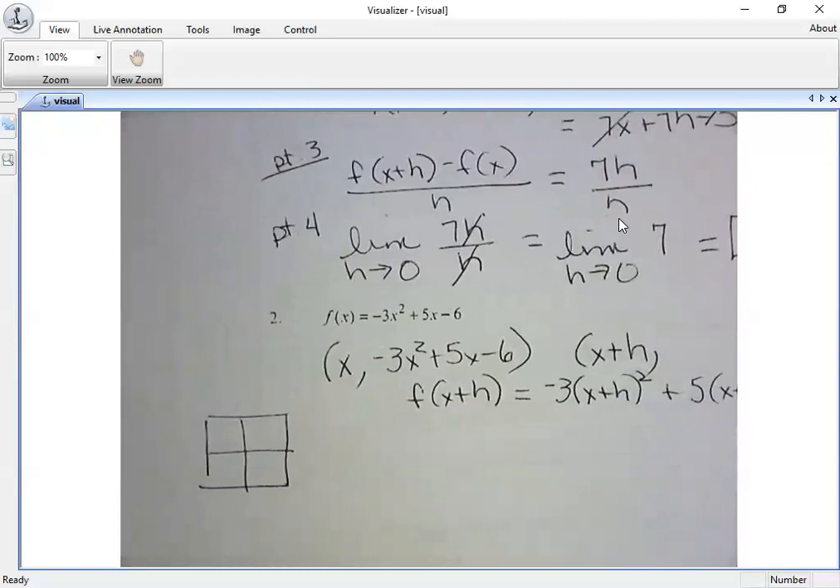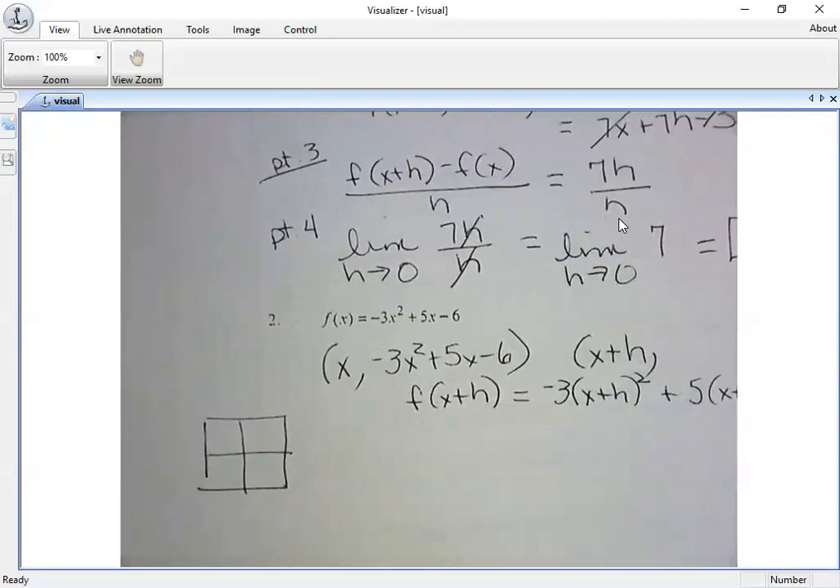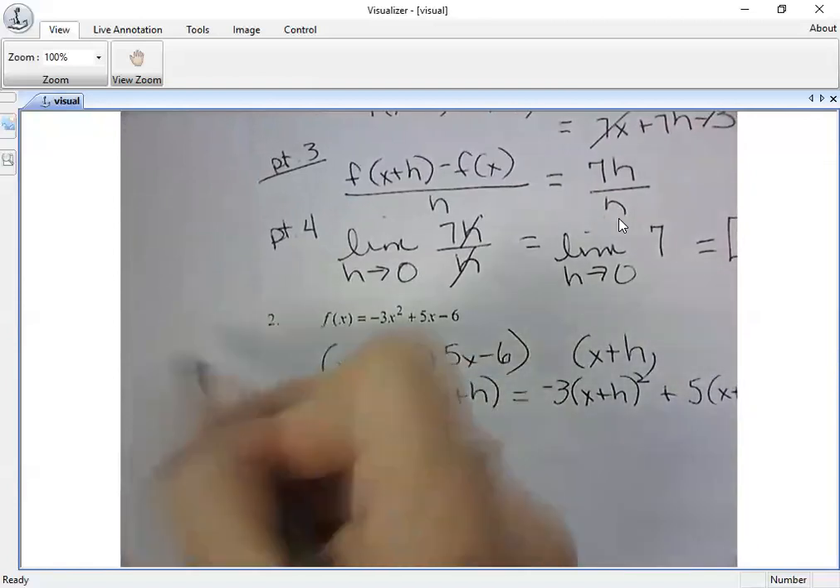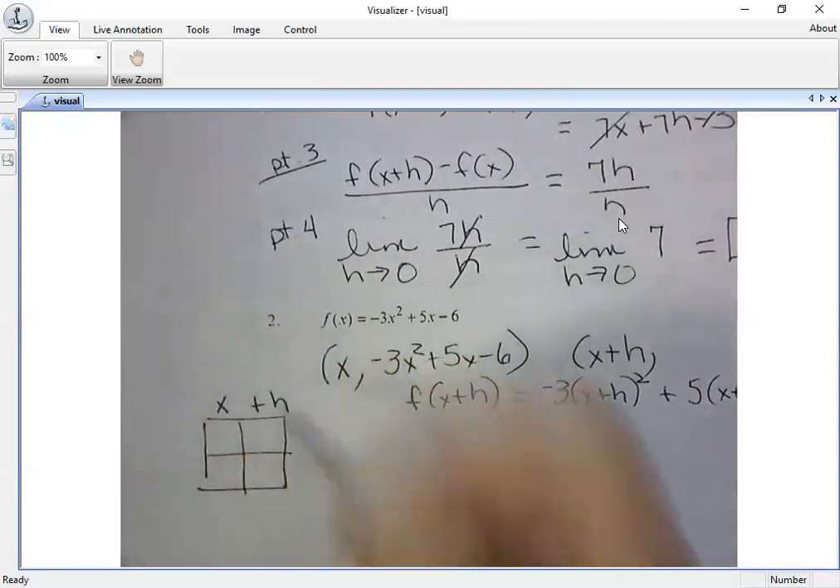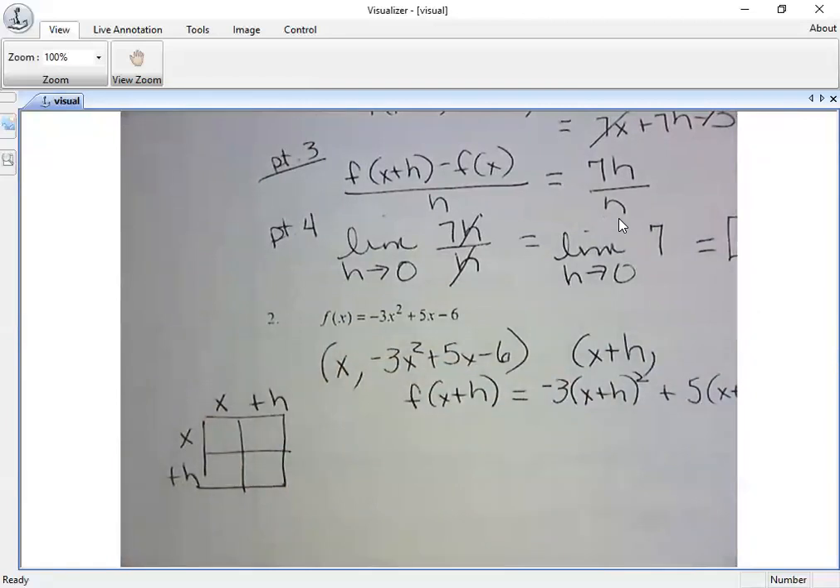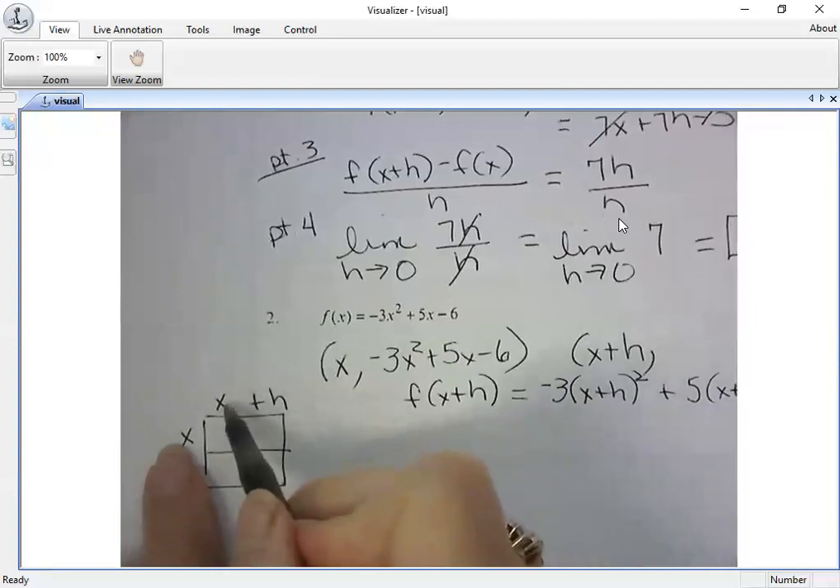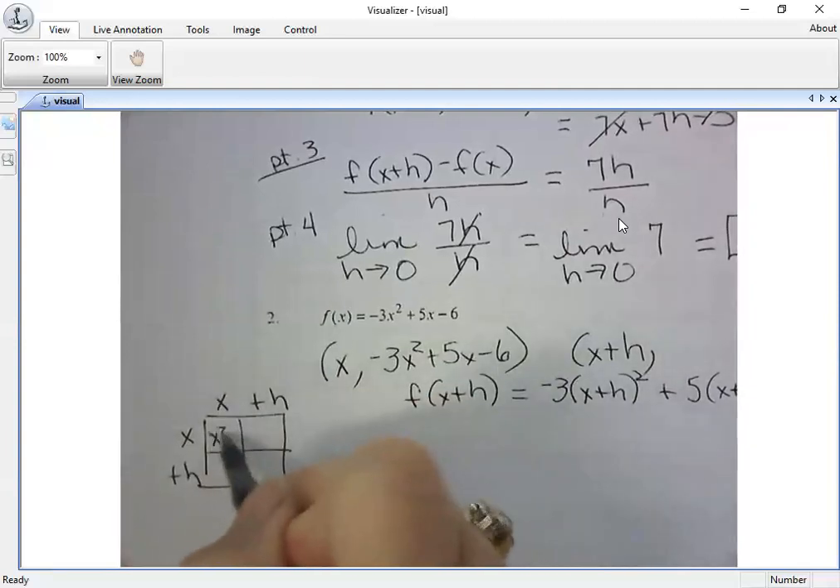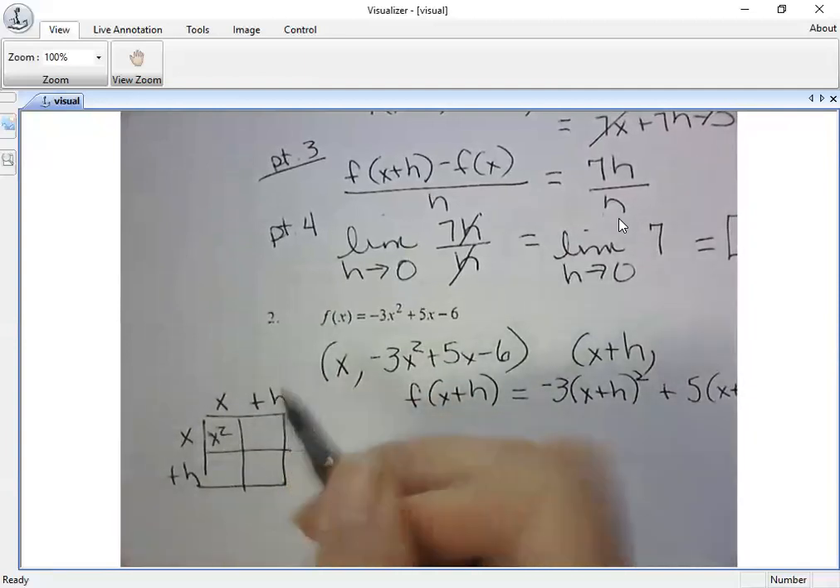I've got x plus h, that's 2 terms times 2 terms. X plus h times x plus h. So if I make a box that's 2 rows, 2 columns, I can put x plus h at the top of each column. I can put x plus h beside the rows. When I multiply these together, the answer goes in the box where they intersect. What is x times x? X squared.